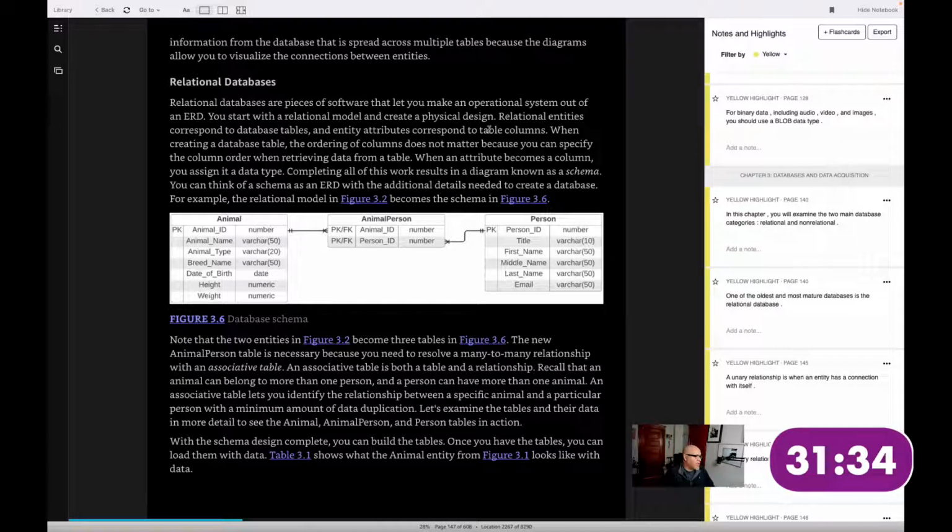Functional model and create a physical design. That could be a question. This one about completing all of the work results in a diagram known as a schema. That is possible.